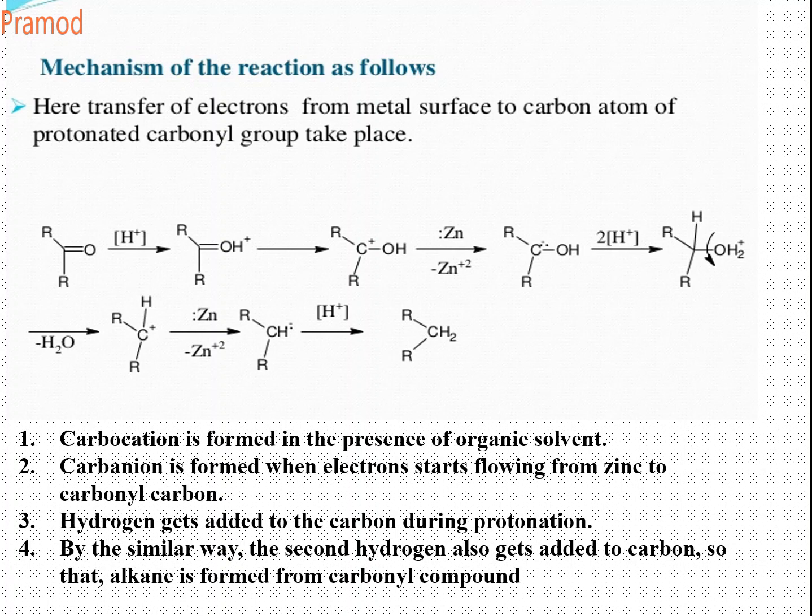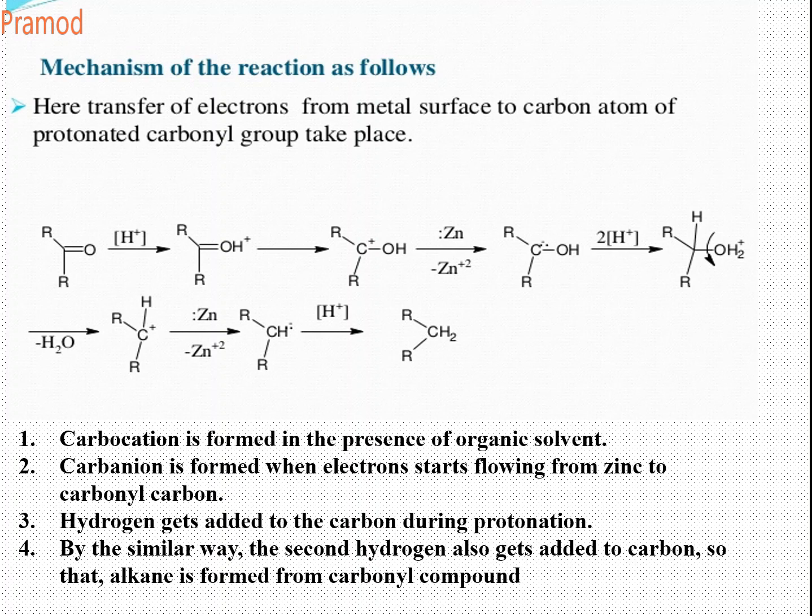Now the reaction is in acidic medium. So this H plus will attack over here and it will also form an OH2 plus. There is a loss of water, again forming a carbocation. Again the zinc gives 2 electrons, which gets protonated by your acid to give your alkane.